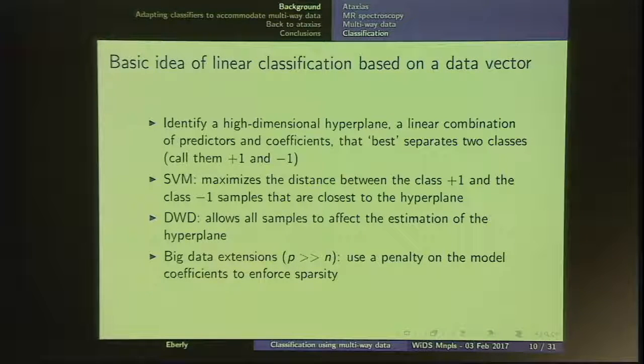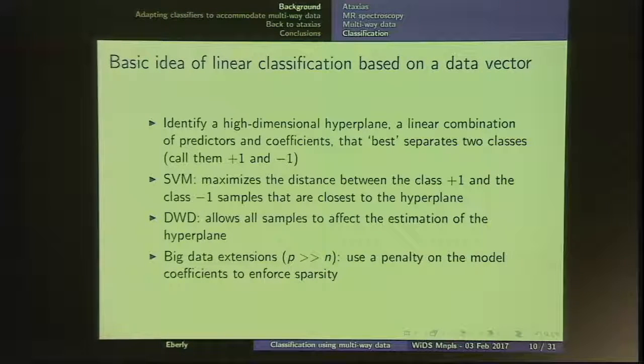Okay, so linear classification in particular identifies a high-dimensional hyperplane, a linear combination of my predictors, my variables, and coefficients that best separates 2 classes. There are procedures, such as DWD, where you can have multiple classes, not just 2. But today I'm going to focus on 2. So I'm going to call my classes the +1 group and the -1 group.